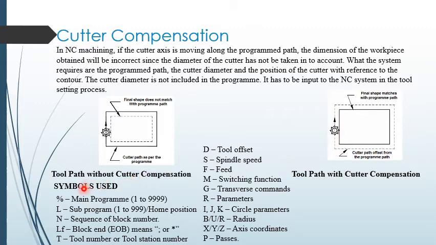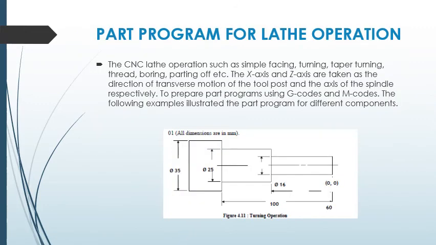Again, we have some symbols used during programming. Percentage, this is the main program. L, subprogram. N, sequence or block number. LF, block end. T, tool number. D, tool offset. S represents spindle speed. F represents feed. M, switching function. G, traverse commands. R, parameters. I, J, K, circle parameters. B, U, R represent the radius. X, Y, Z, axis coordinates. M, P represent the passes.